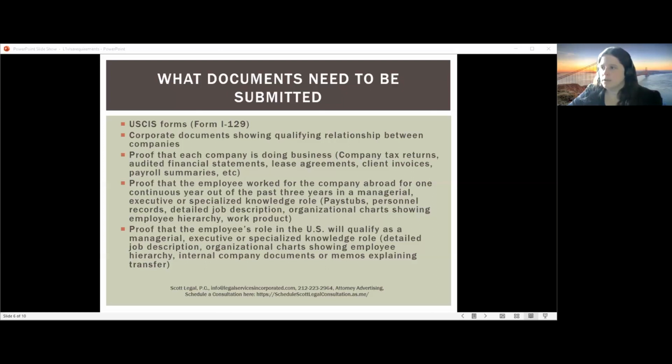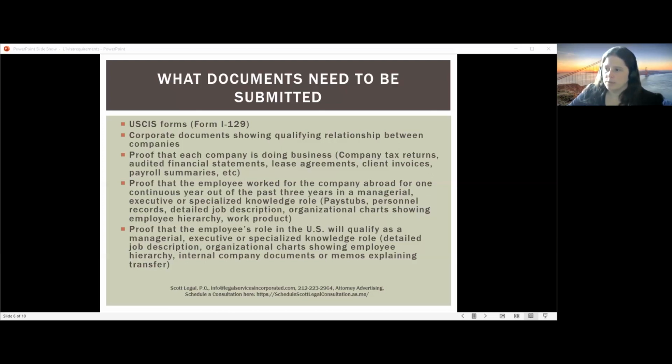And then you also need to include proof that they held a managerial, executive, or specialized knowledge role abroad. So, those definitions that we were just talking about, you need to include proof. Most commonly that's going to take the form of a letter signed by somebody in senior management at the company outlining the job duties, but then also supported by objective evidence, perhaps work product, that demonstrates that what you've outlined in the letter is actually how things run at the company.